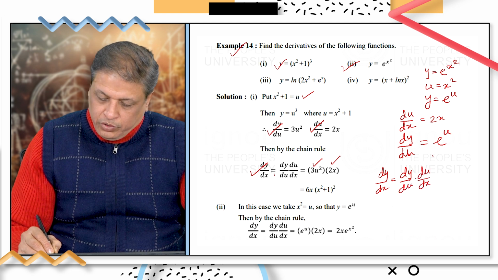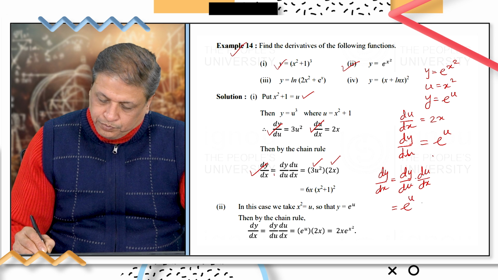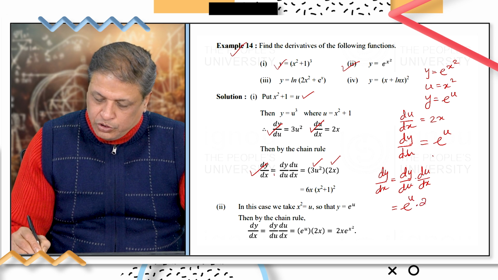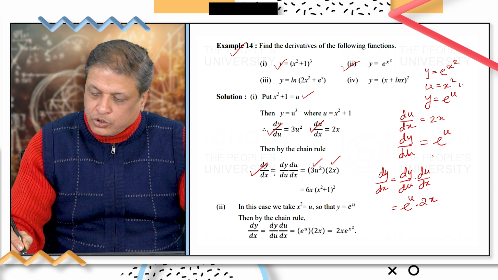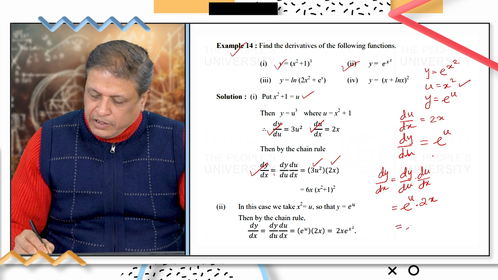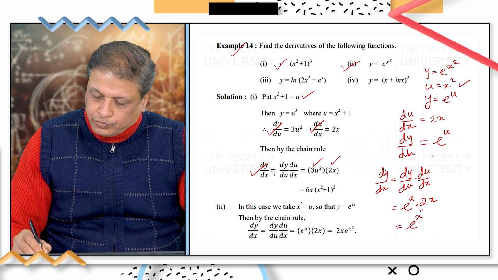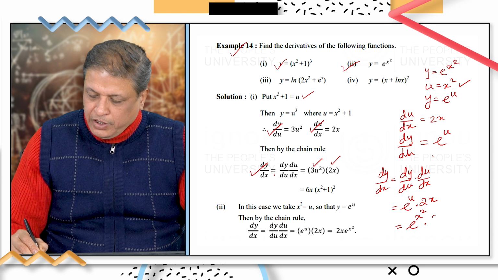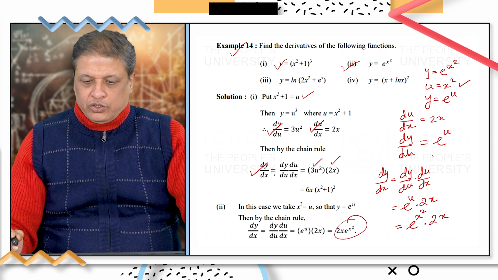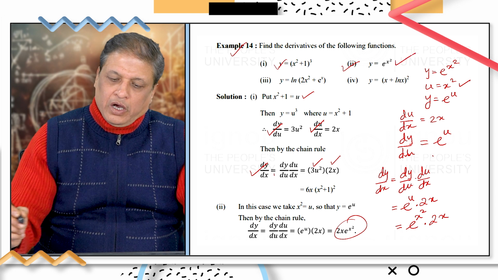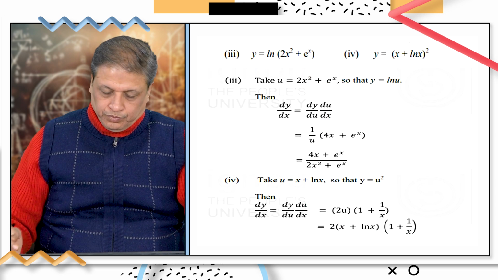What is dy by du? Dy by du is e to the power u and du by dx is 2 into x. And what is u? u is x square. So substituting x square in place of u, you get e to the power x square into 2x. So the answer is 2x into e to the power x square. So this is how we apply the chain rule.